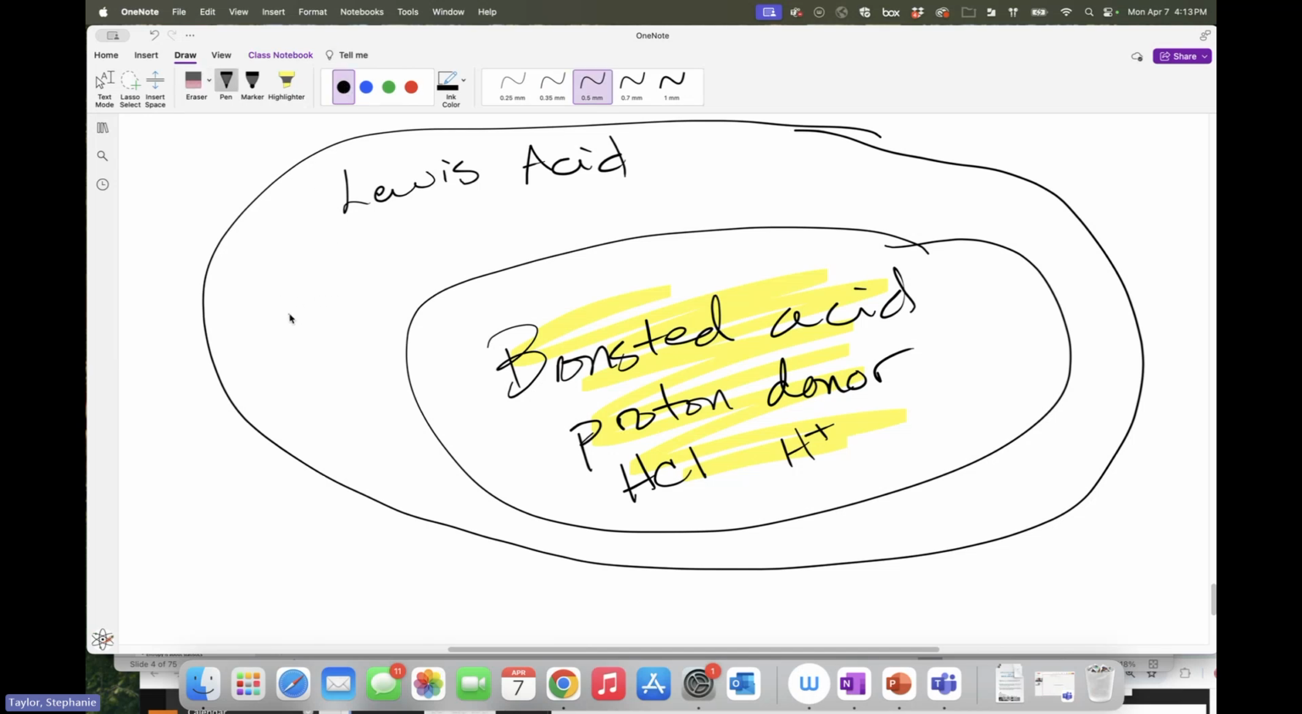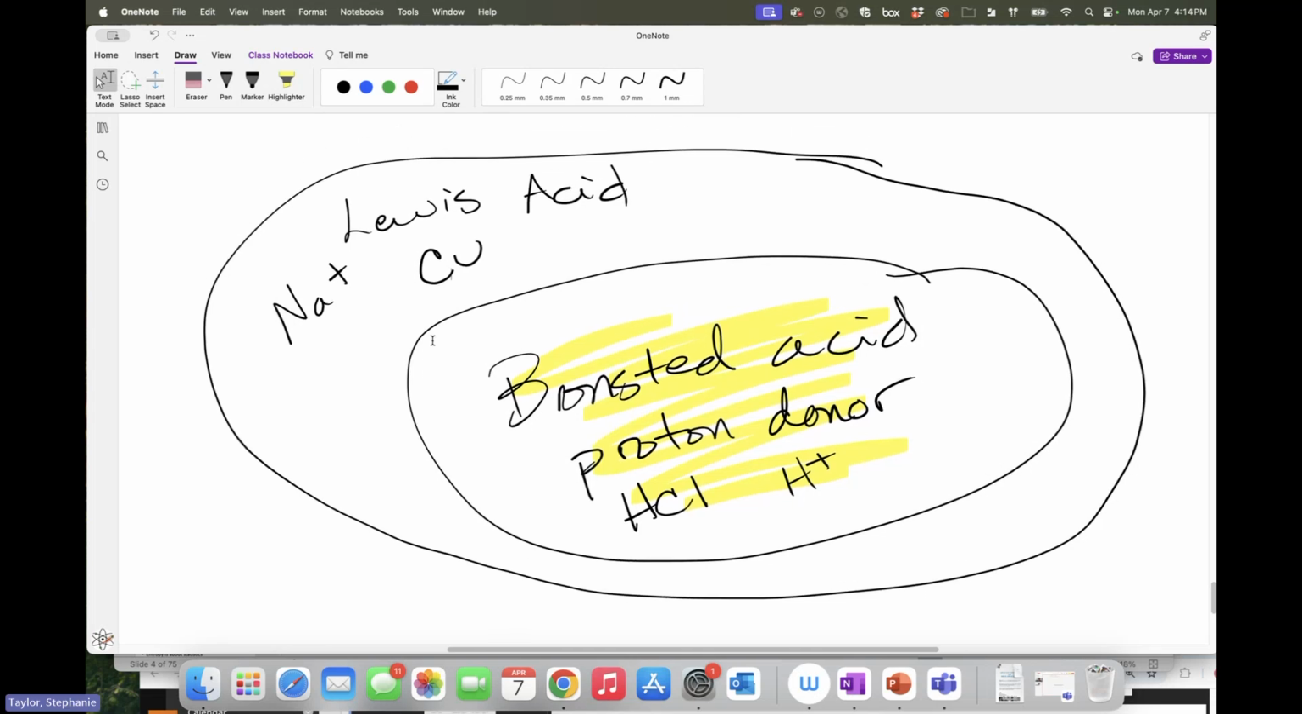But Lewis acids are just going to include more things that we may or may not have considered to be acids before. So there are going to be additional things that are also acids that we didn't really think of as acids before. The Lewis acid definition is broader. It incorporates more things. But your strong acids are still acids, even under the Lewis definition, because it's a broader definition.